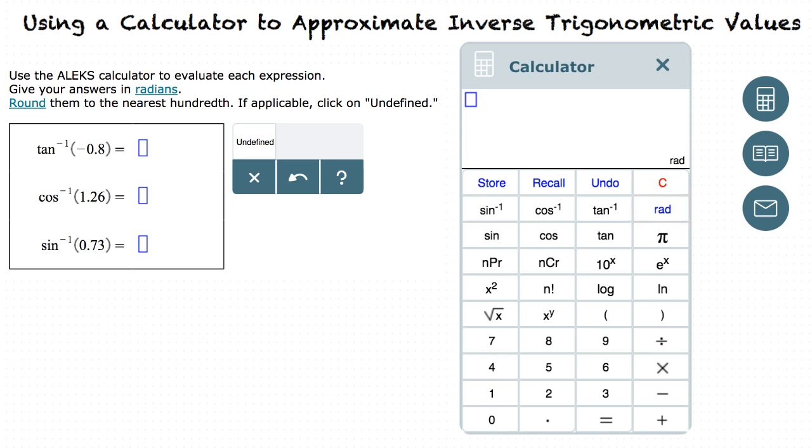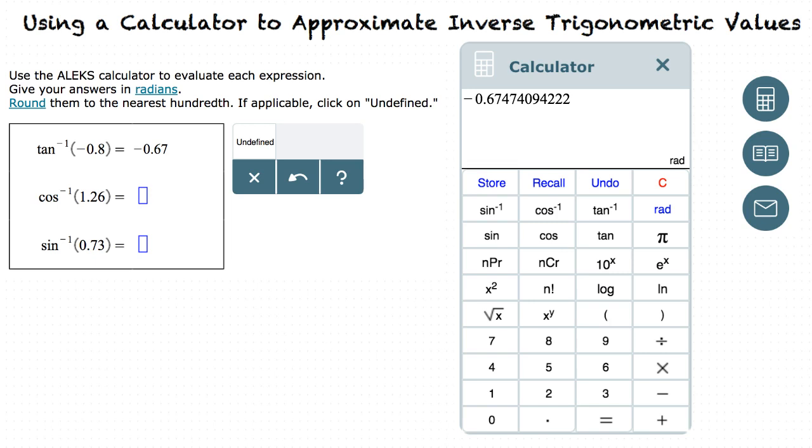Once we have the calculator out and set to radian mode, we click on the inverse tangent button, which will input an inverse tangent to the calculator. Next, we input the value of negative 0.8 and then click on the equal sign, which results in negative 0.674740942222. We now round the number to the nearest hundredth position. This results in our final answer of negative 0.67.